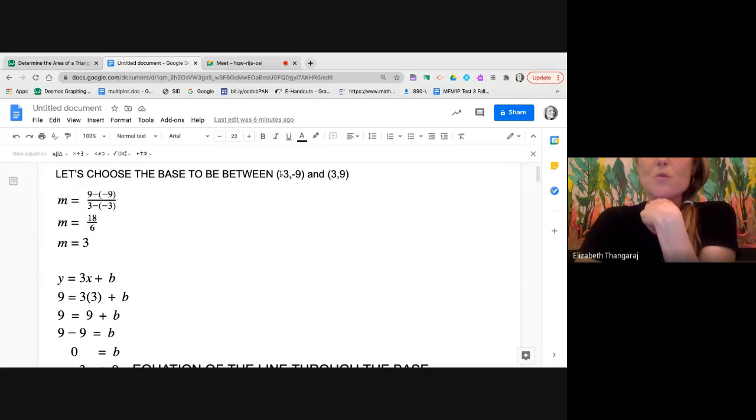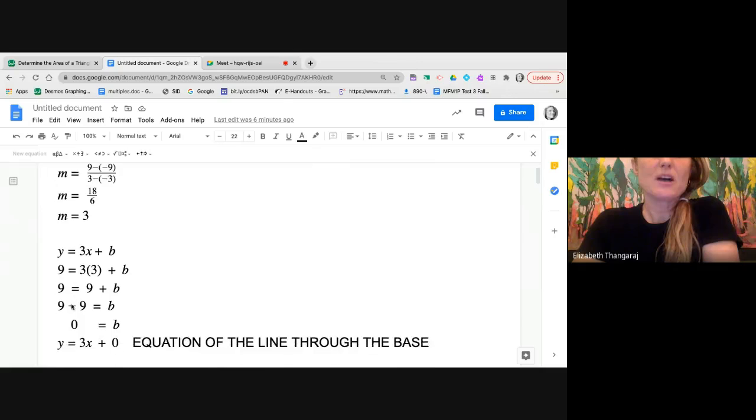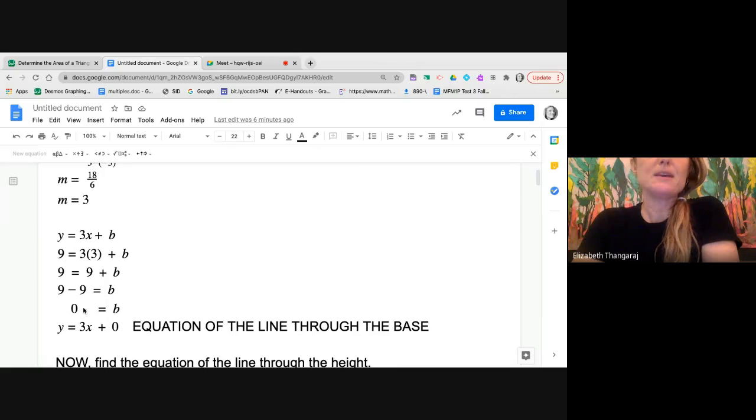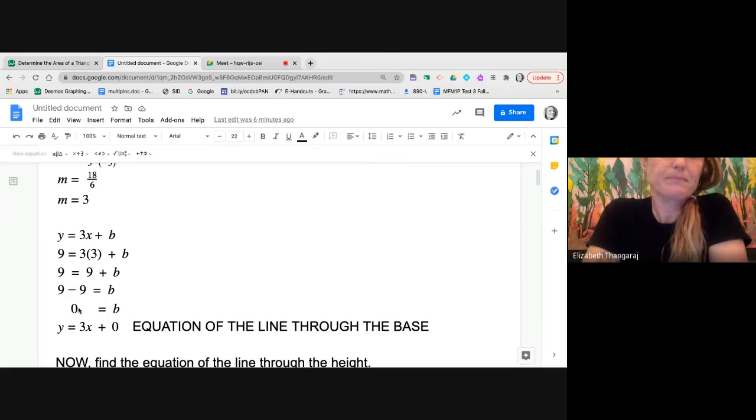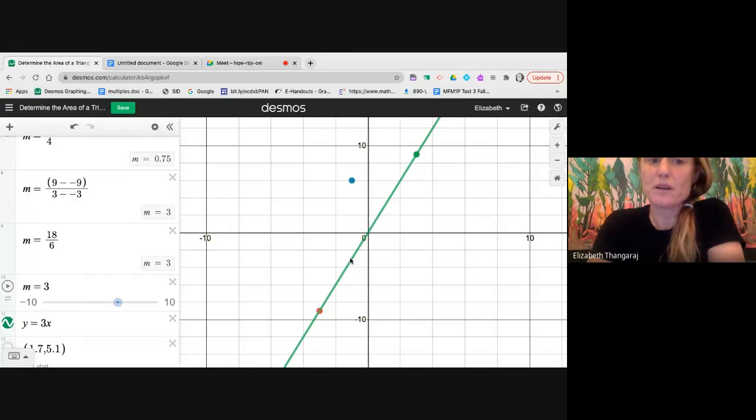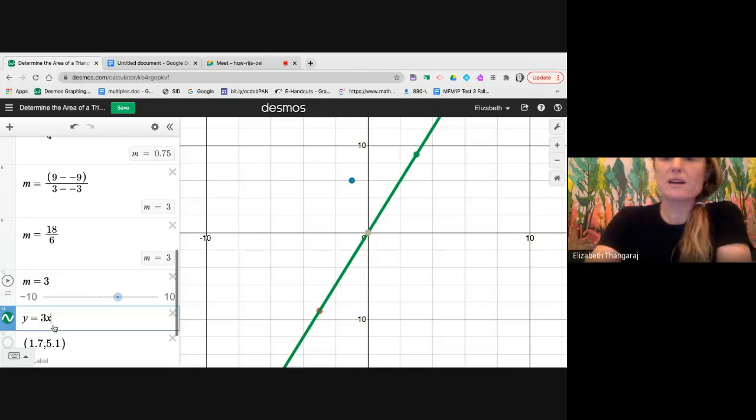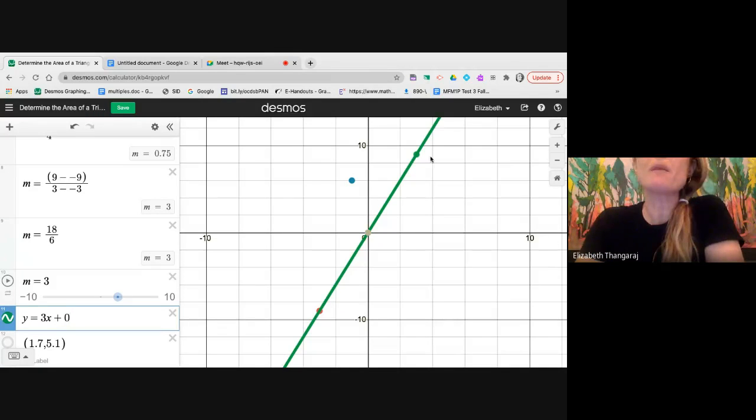I can pick either one of these 2 points to plug into the equation. I've chosen the one with no negatives because negatives sometimes make things tricky. So I have put the 3 here, the 9 here. I've done my algebra, and I get that my b is equal to 0. That means that my equation of the line is y is equal to 3x plus 0. This base right here is the line 3x plus 0, or just 3x. So I've got my base.